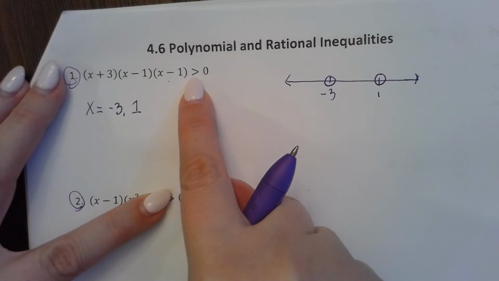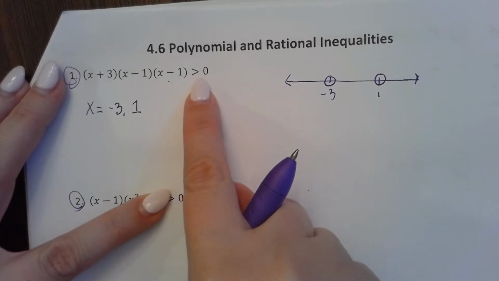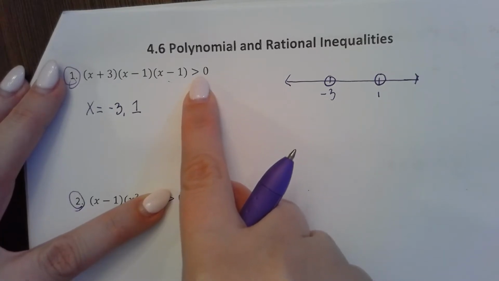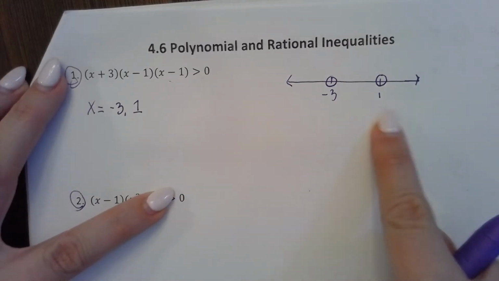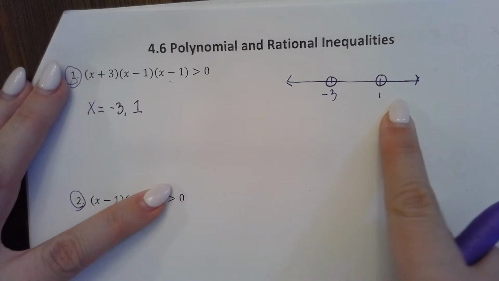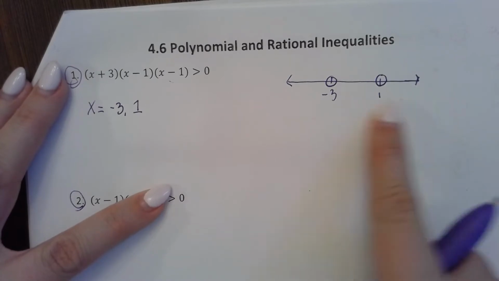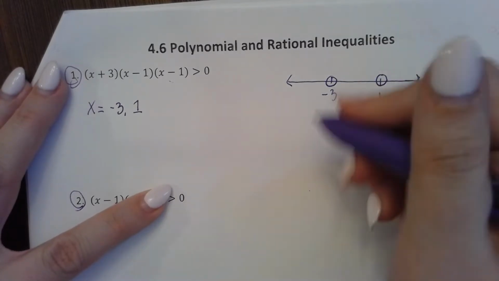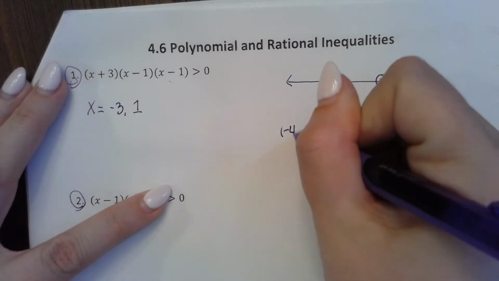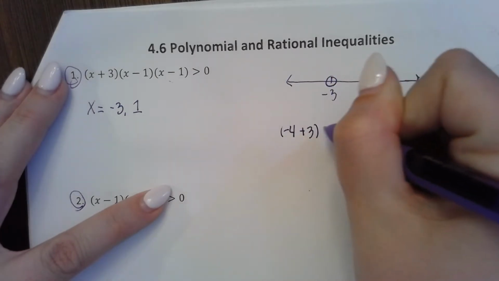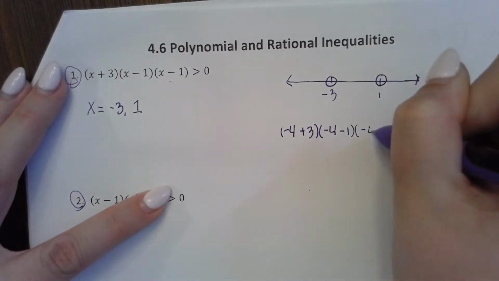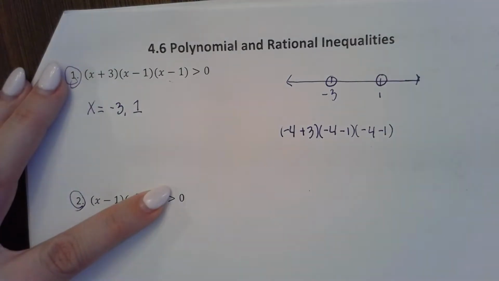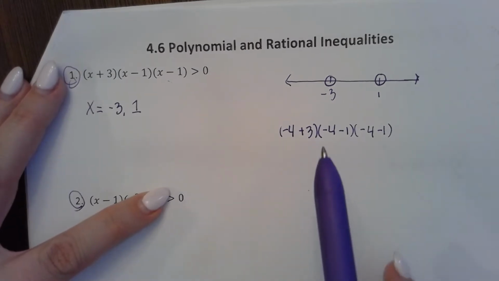Okay, now greater than 0 means positive. So I want to know when this graph is positive. In order to figure that out, we're going to have to plug in a number in each of these intervals and see if we get a positive number or a negative number. So the number I could plug in here would be -4. So if I did -4 plus 3, -4 minus 1, -4 minus 1. Now it really doesn't matter what number this is. I only care whether it is positive or negative.